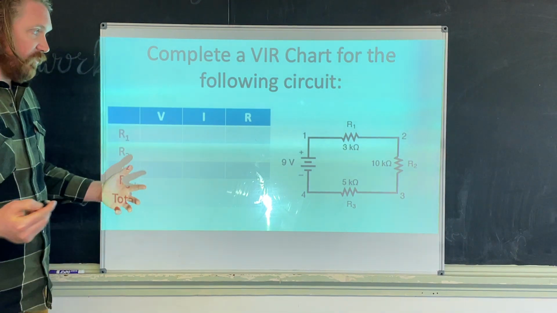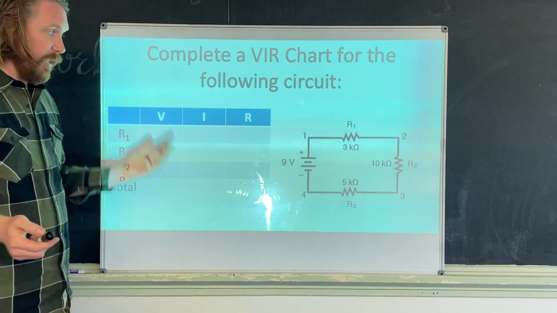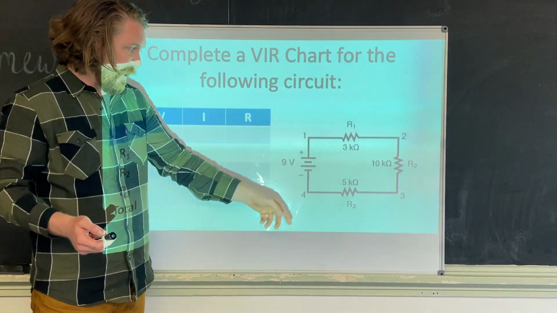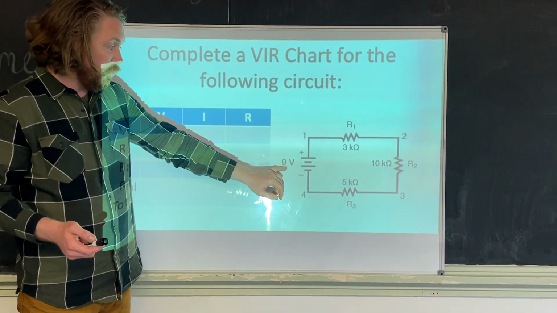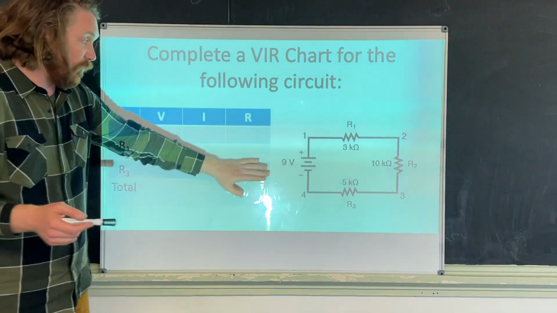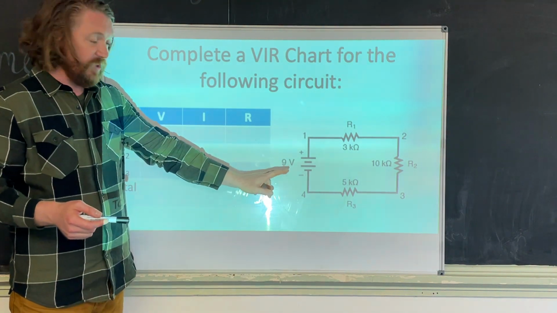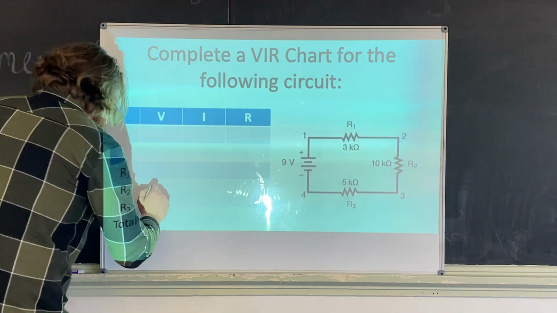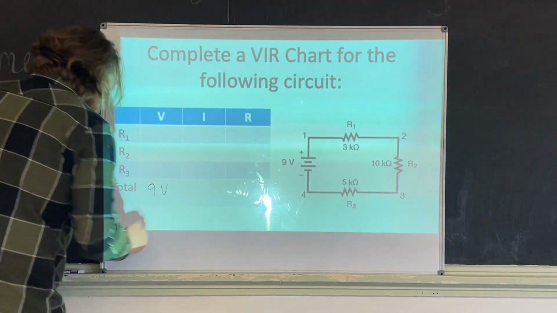Well, like everything else, we start by filling in everything that we know. And I always like to start at the battery. Here we have two batteries, but it gives me the total voltage. It just tells me my total voltage is always the battery. So this is 9 volts. So underneath voltage total, I write 9 volts.